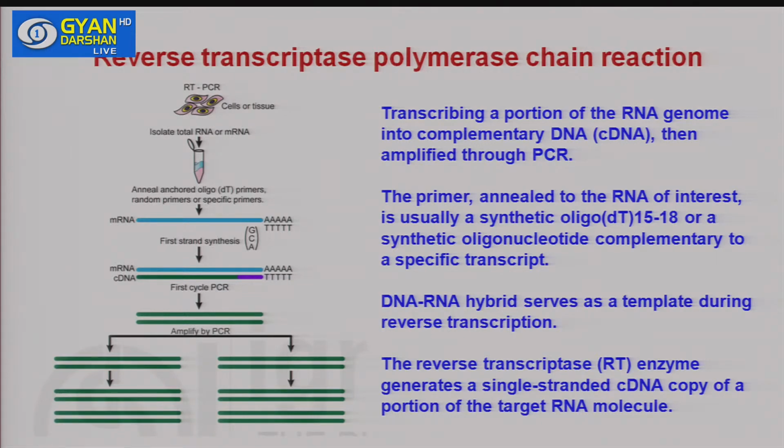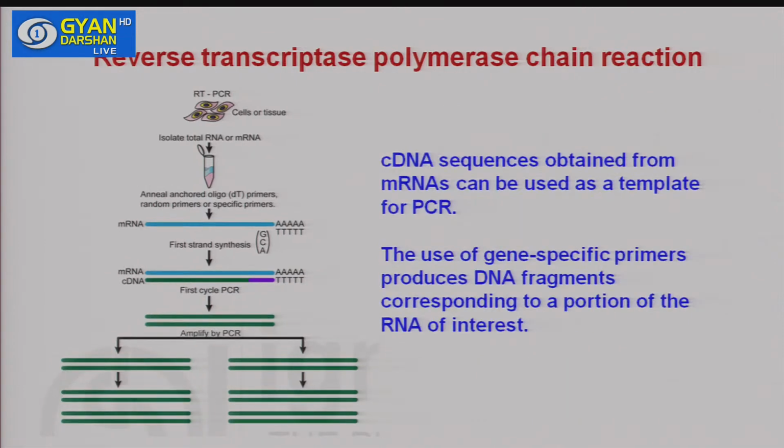So what you do in this case, you isolate the RNA, and then using the reverse transcriptase enzyme, you convert the RNA to the cDNA, or the complementary DNA. So the primer annealed to the RNA of interest is usually a synthetic oligo-dT or a synthetic oligonucleotide complementary to a specific transcript, and this DNA-RNA hybrid will serve as a template for reverse transcription. So you use the reverse transcriptase enzyme, and using the cDNA, you get the desirable target gene of interest. That is, whether the gene is expressed or not can be confirmed through RT-PCR.